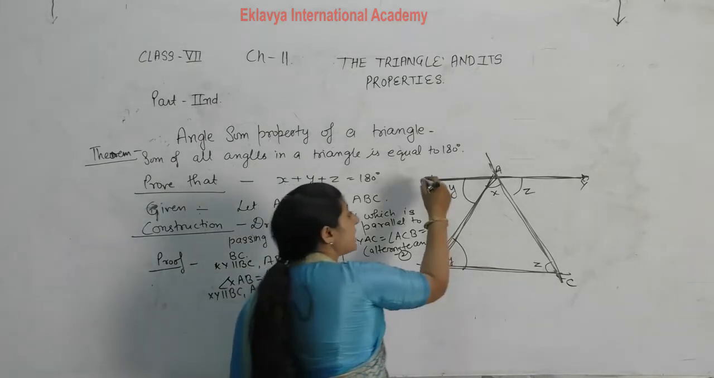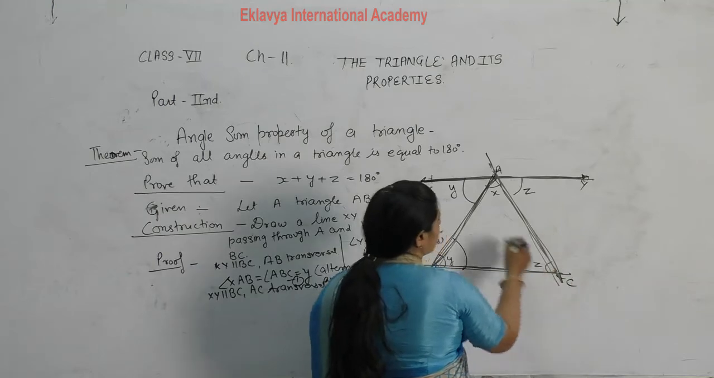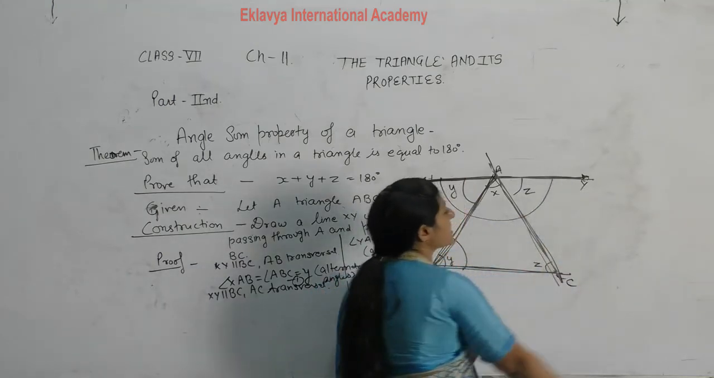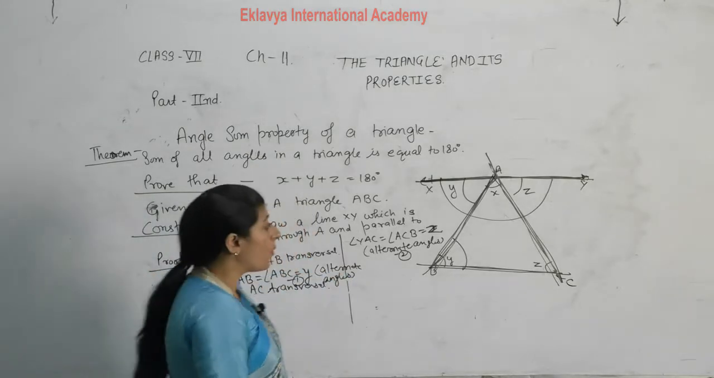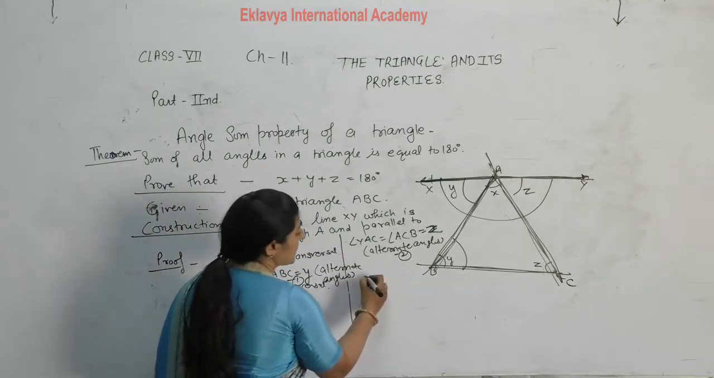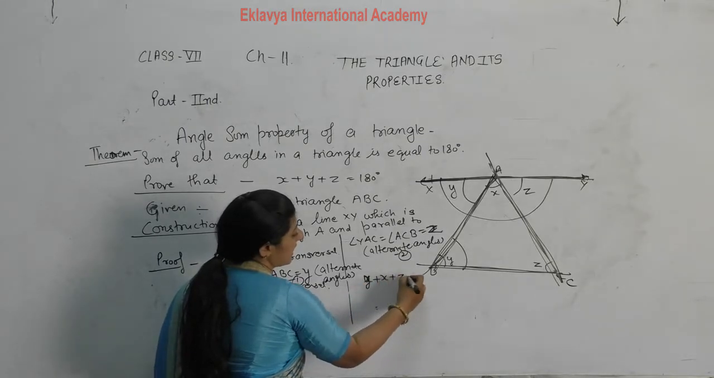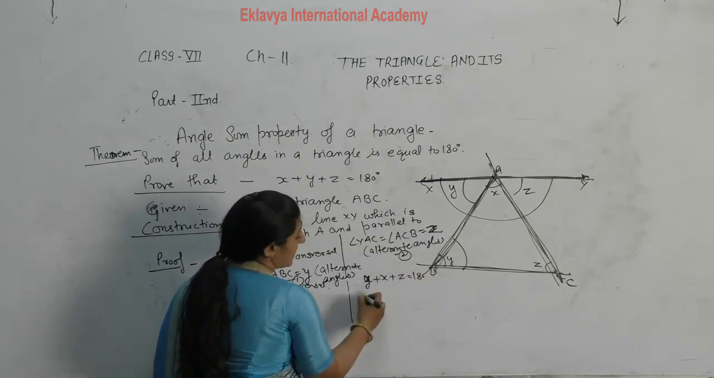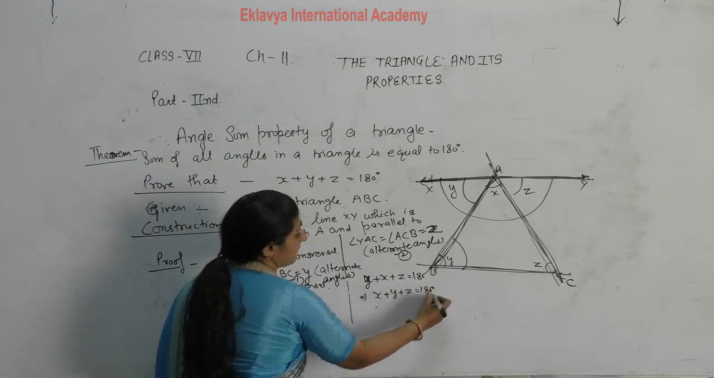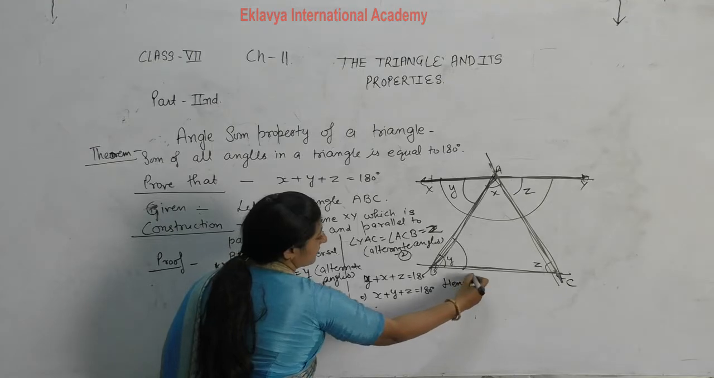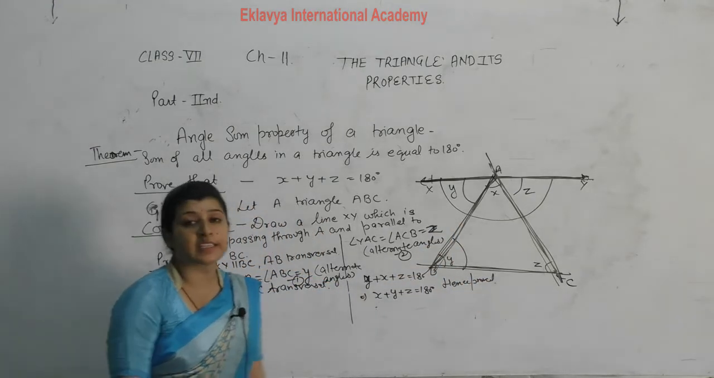Now see, it is a straight line and two rays stand on it, then the sum of all angles on a straight line on the same side of a line is equal to 180 degrees. So by this concept we can say Y plus X plus Z is equal to 180 degrees, that is X plus Y plus Z equals 180 degrees. Hence proved. जो हमें प्रूव करना था वो हमने प्रूव कर दिया.